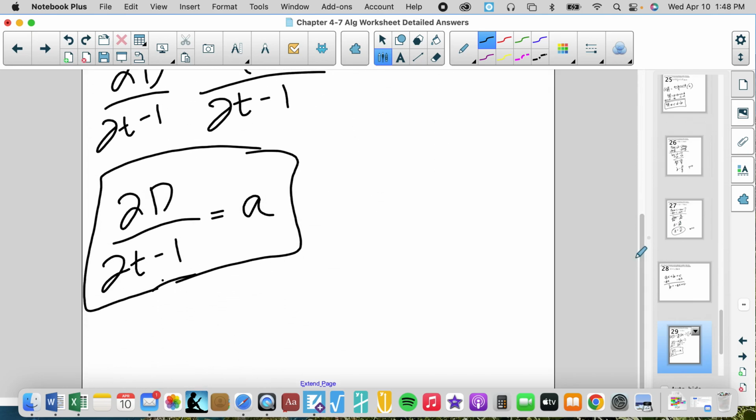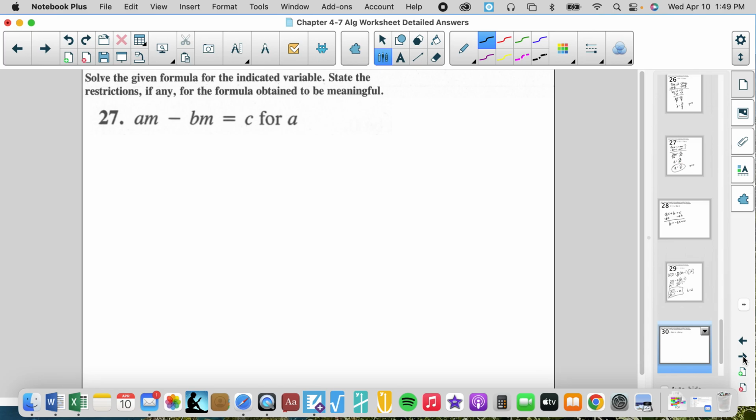Now the denominator: t cannot... well, if t is 0, that denominator becomes negative 1, which is fine. So t cannot equal 1/2. 2 times 1/2 would make 1. 1 minus 1 would be 0. So that's another tricky restriction. There's some fun stuff that you can do here, but we'll leave it at this. I'll do it both ways.